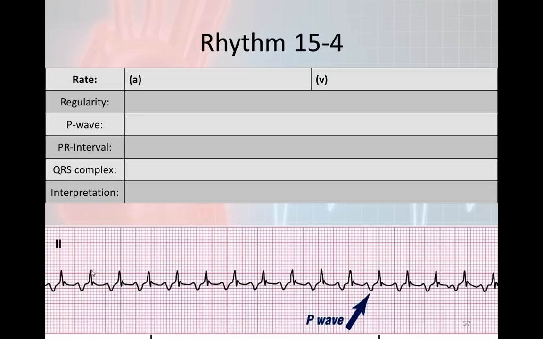But if you look at the rate, if you start here, 300, 150, it looks to be just over 150. So if the heart rate were 160 beats per minute, it all looks the same all the way across, but you do have an inverted P wave. So this would also be an ectopic atrial tach.